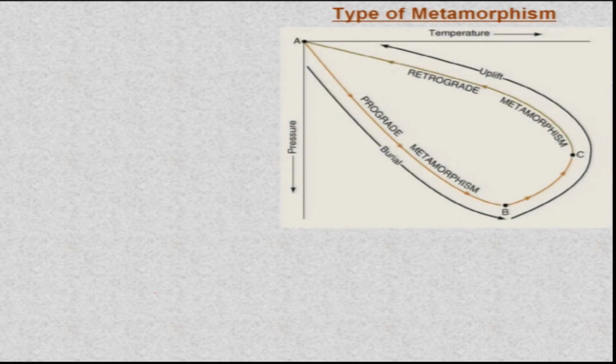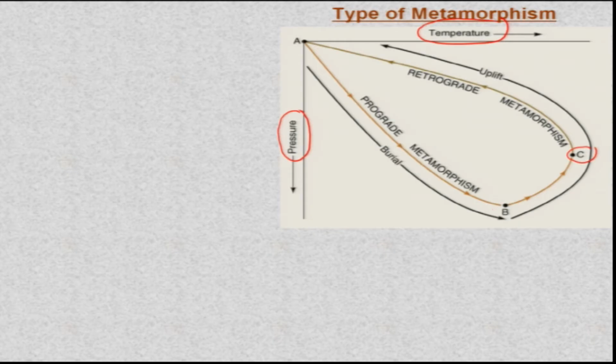So the types of metamorphism, this has been explained in a very simple way, okay. If you keep on increasing the depth, you are increasing the pressure, you are increasing the temperature, okay. So if you are subjecting different rocks to high temperature and high pressure, the process which leads to that is termed prograde metamorphism, okay, which goes from A to point C.